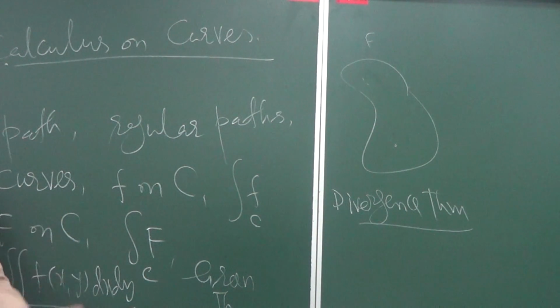So from where do we start? Here we started with the path, so we're going to also start with the path for the surfaces. Same thing. So here we say the curve is defined through a path.